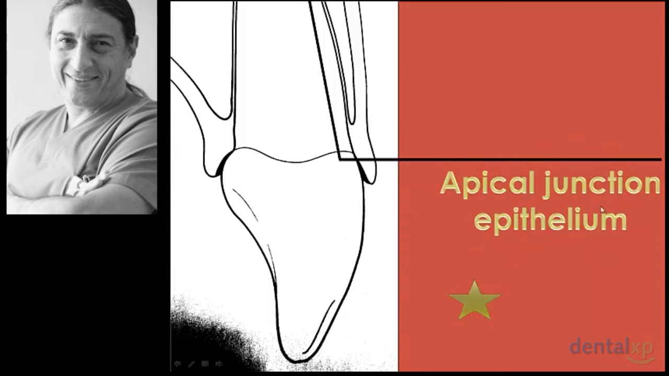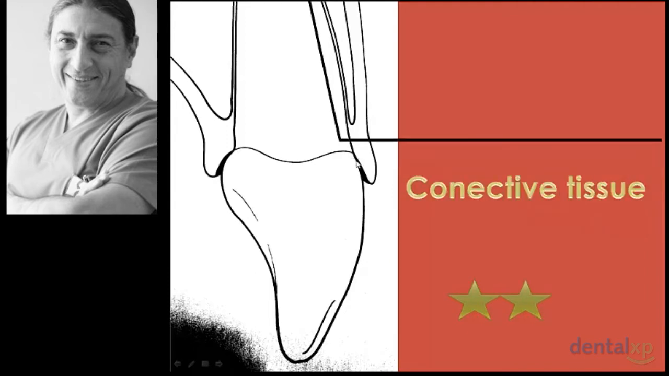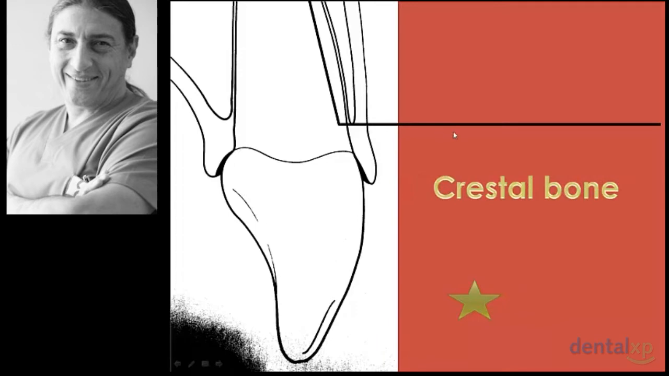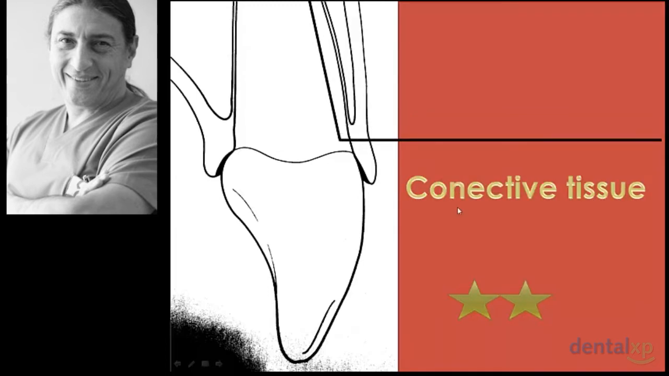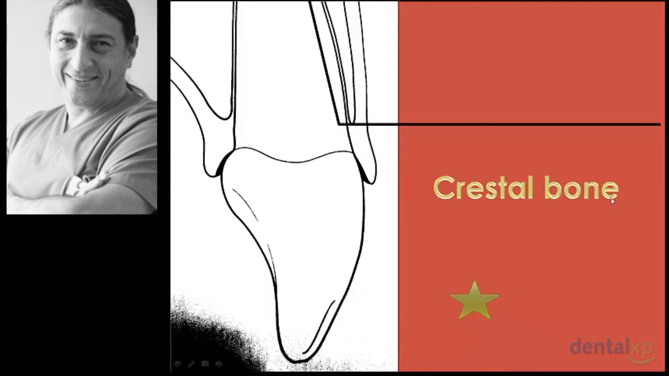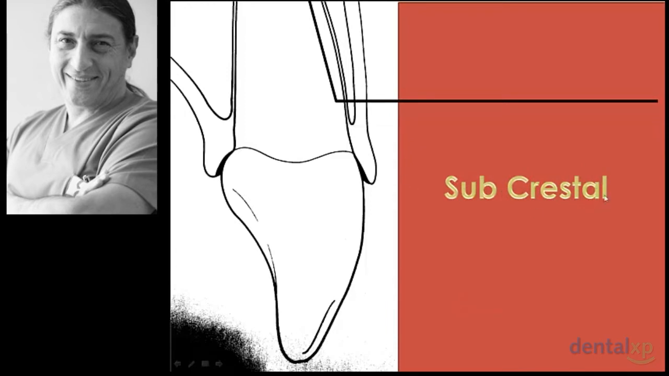Here you can see an apical junctional epithelium. It's an interesting level. A connective tissue level is important, and the crestal bone level. In this case, we are losing dentogingival fibers, but here we prefer to do this because we have some dentogingival fibers. In this case, we don't have. And subcrestal, we also don't want, because we are losing attachment, we are losing bone.